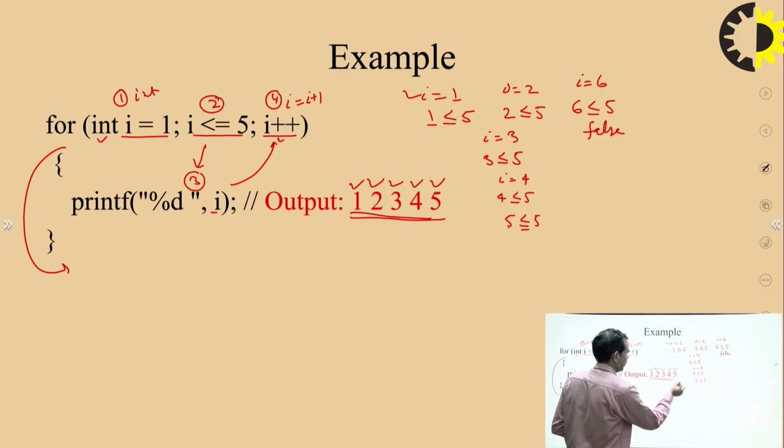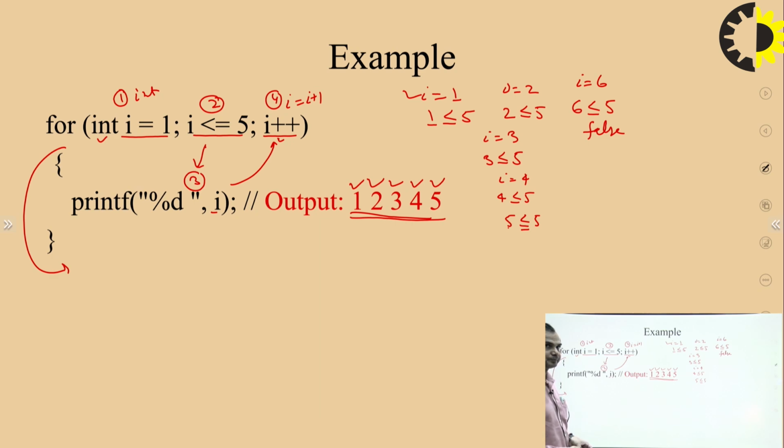On the output we find the values 1, 2, 3, 4 and 5. So again, when we are using the for loop, firstly we have to initialize a variable, then it will check the condition. If the condition is true, it will print whatever we have written inside this block, and after that it will update the value, meaning increment or decrement.